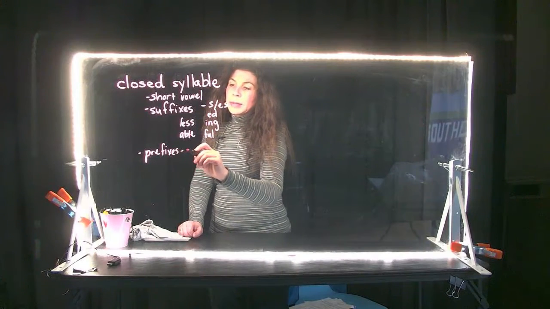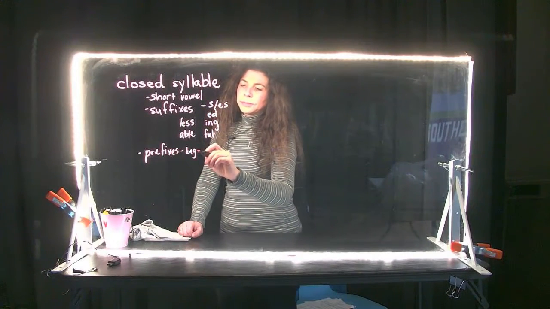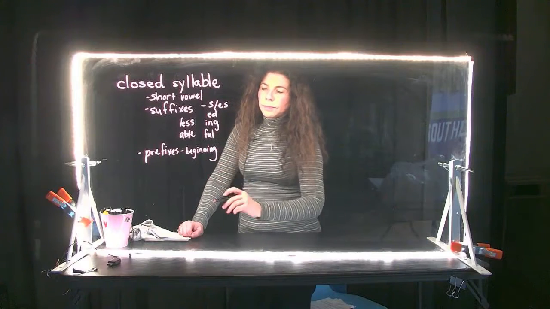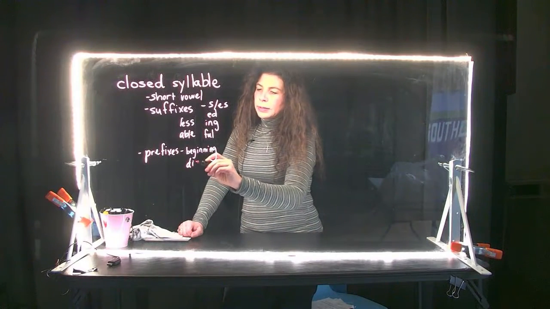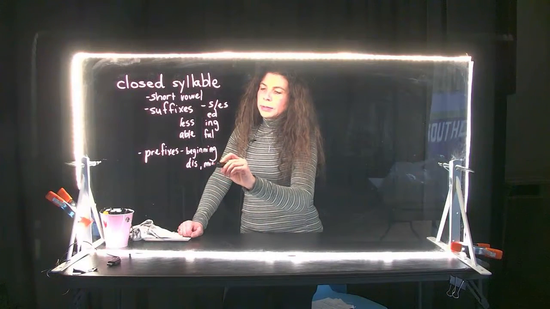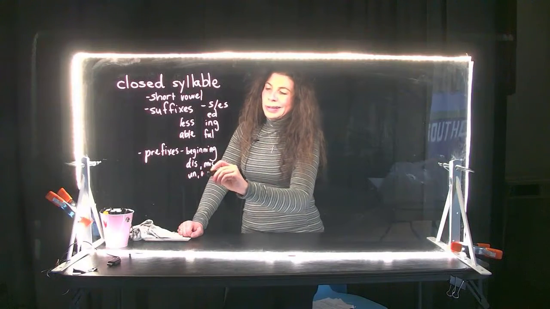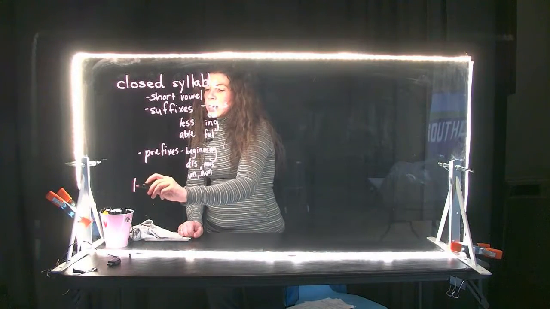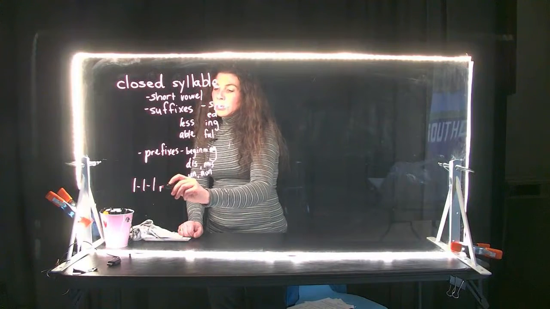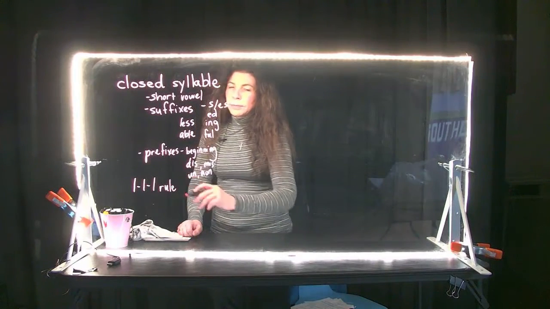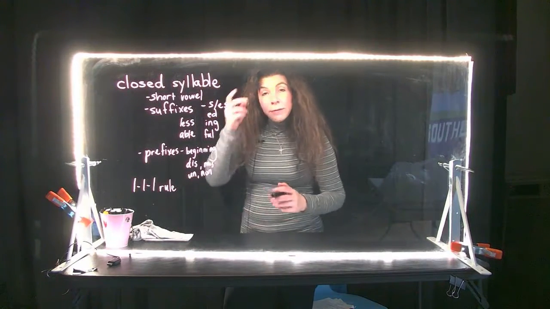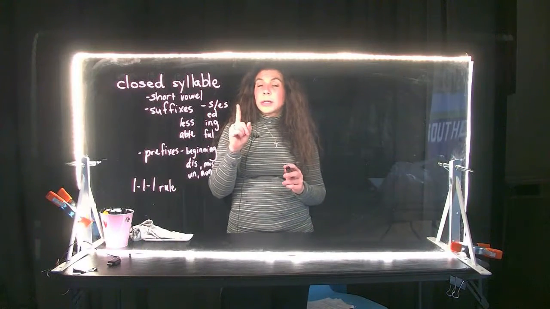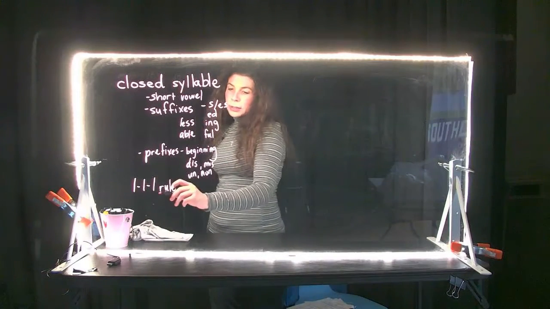We also talked about prefixes. Remember, prefixes come at the beginning of the word. Things like mis, non. We talked about that 1-1-1 rule. When you have a 1-1-1 word, one syllable, one vowel, one consonant after the vowel, you double it.